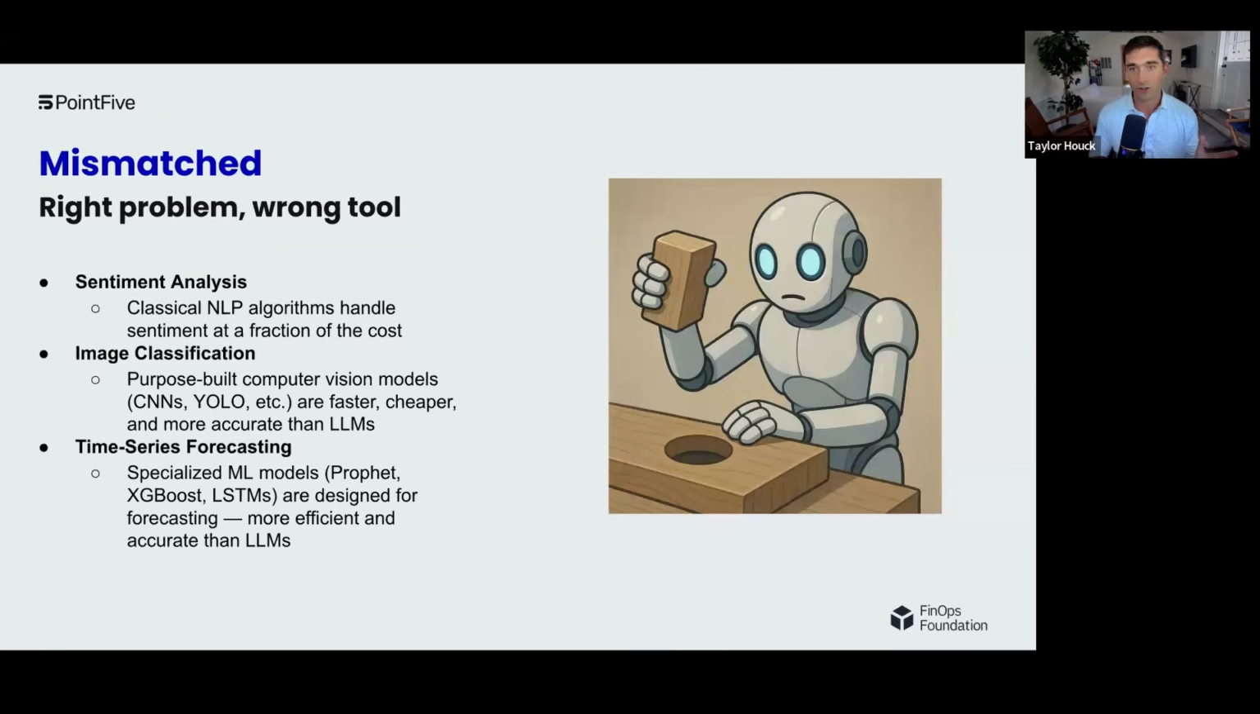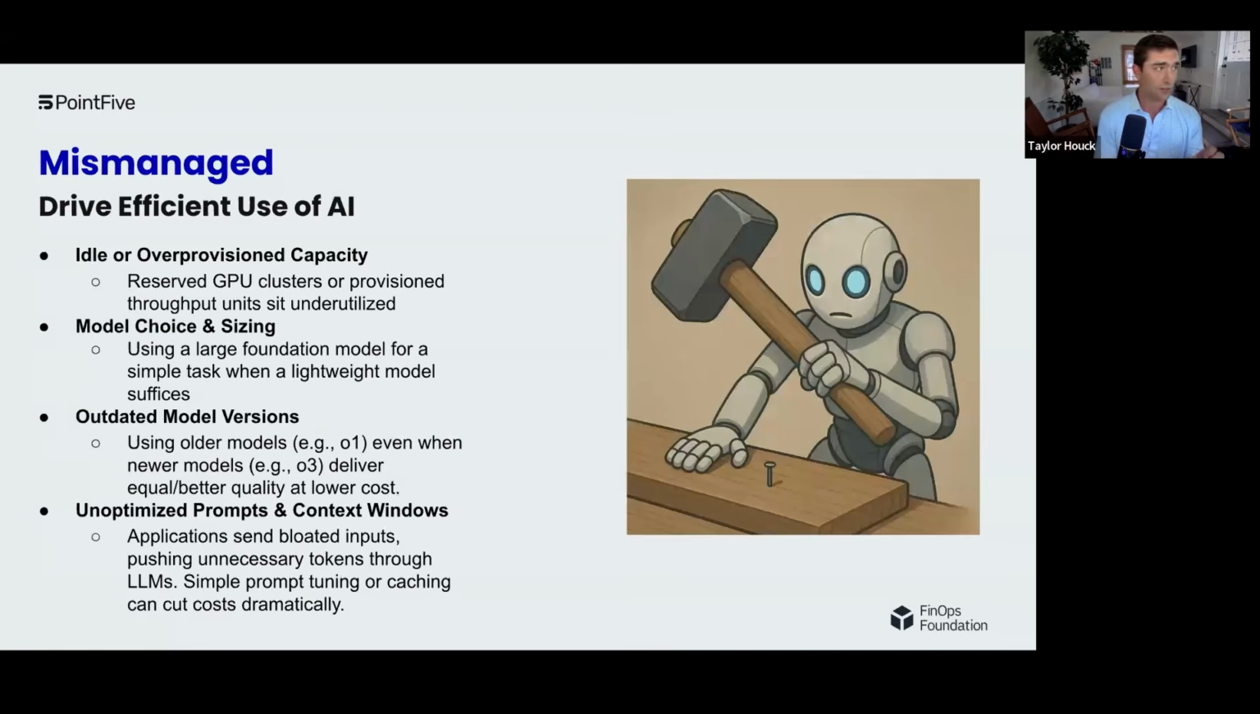Or image classification. AWS has specific managed services that can do image recognition way better than passing it through an LLM model, or time series forecasting. If you move on to the next slide here.